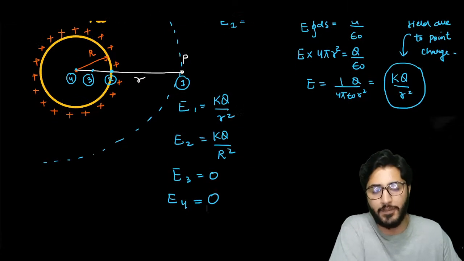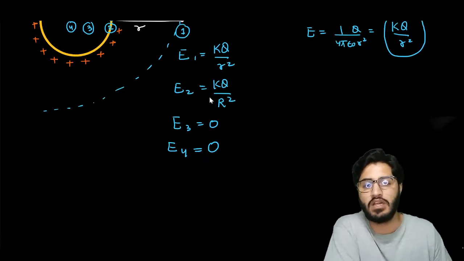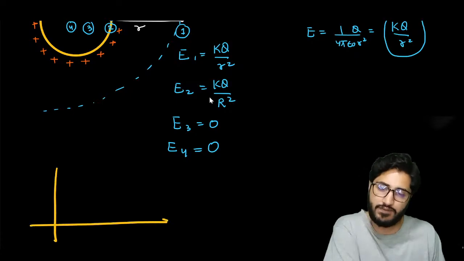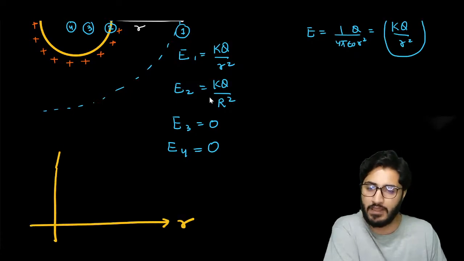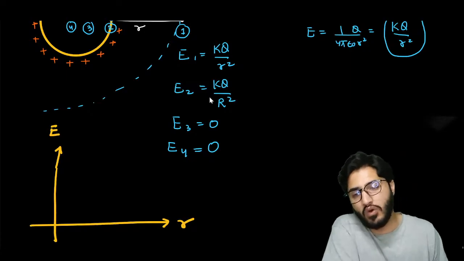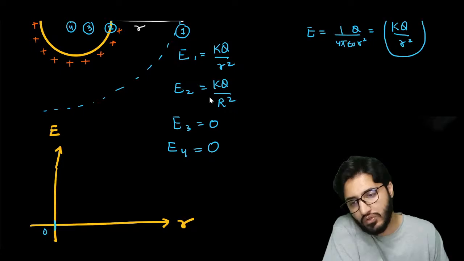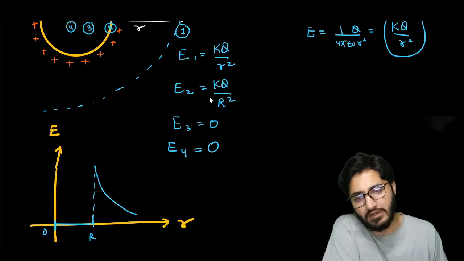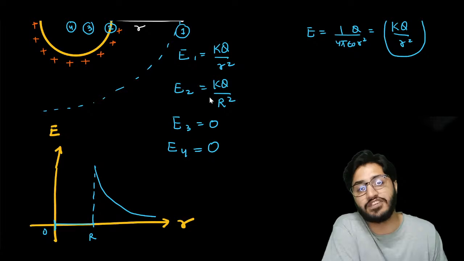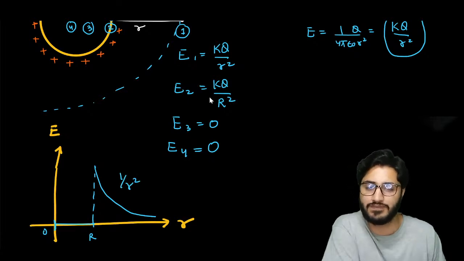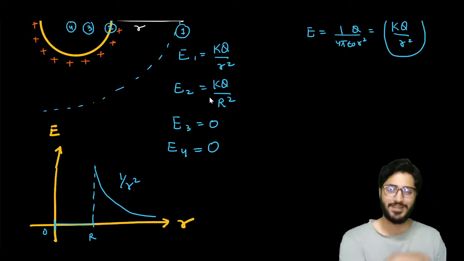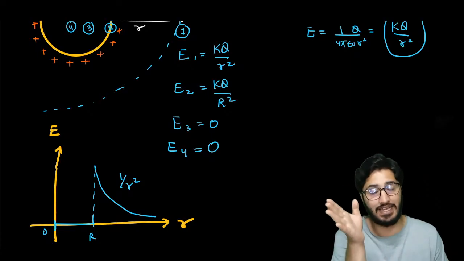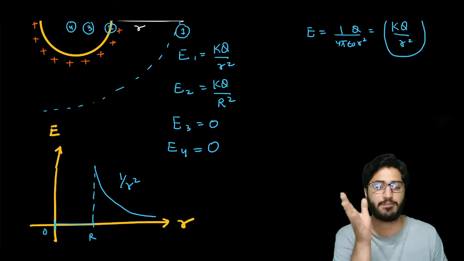Now let us draw a graph. This is my R. This one is my electric field E. Look, when we go from the center towards the radius R, electric field is 0. Now beyond that, it behaves inversely. It is 1 divided by R square. So my electric field will be maximum at the surface, then it will decrease. Hyperbola.